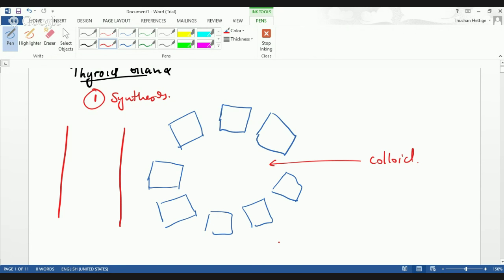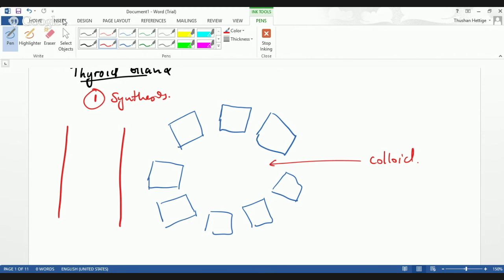So we've got follicular cells with colloid in the middle, and we've got blood vessels running on the other side. We call this the apical membrane, and we call this the basolateral membrane. So what large atom does the thyroid gland need in order to synthesize thyroxine? Worldwide, there is a deficiency of this: iodine.